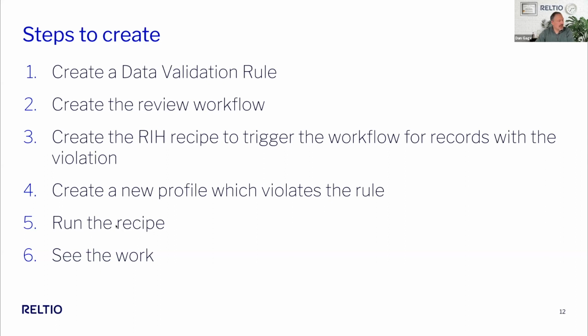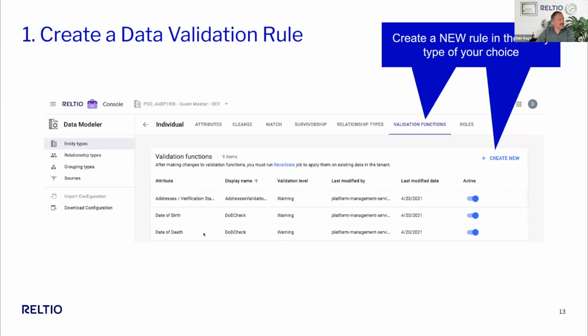In this case, we manually ran the recipe, but in a production environment, you would have that recipe either listening to the queue or just running on a periodic basis. And then you would be able to see that workflow and see the workflow notifications coming in via email, as well as through the inbox and other tasks.